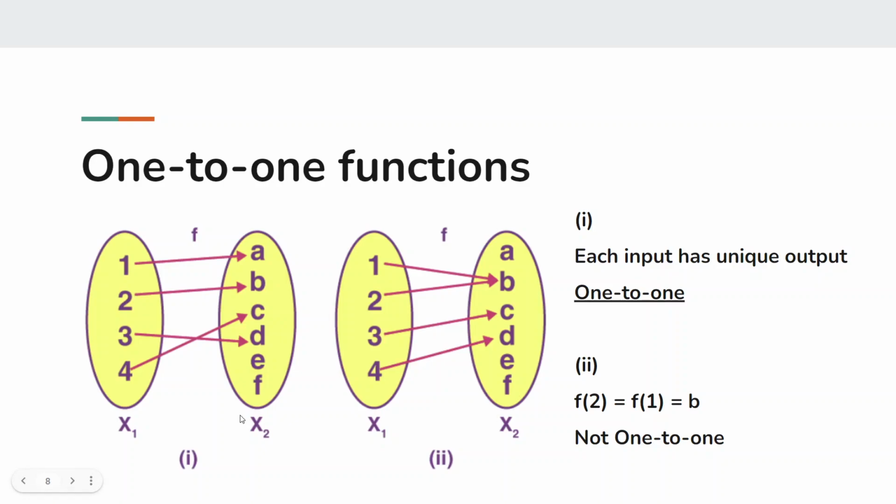However, for the second case, 3 and 4 correspond to only one output each, but 1 and 2 have the same output B. So this one is not a one-to-one function.